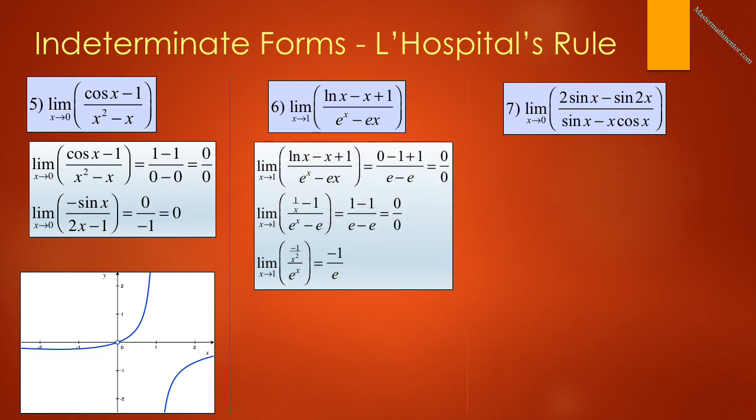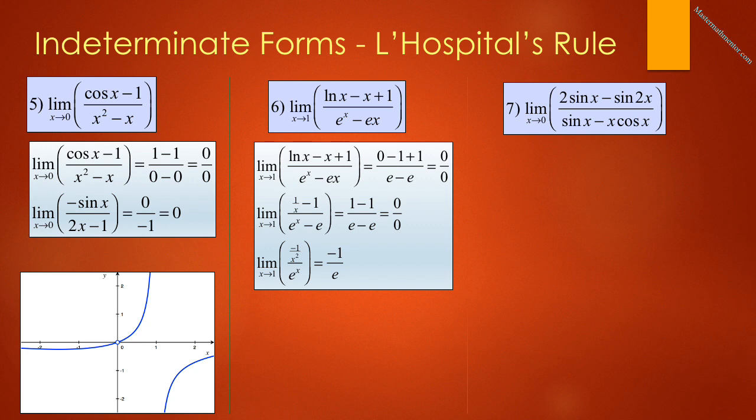Number 6 reads, the limit as x approaches 1 of natural log of x minus x plus 1 over e to the x minus e. Plugging in 1, we get 0 minus 1 plus 1 over e minus e, and that's 0 over 0. We then use L'Hopital's rule and get the limit as x approaches 1 of 1 over x minus 1 over e to the x minus e, which is 1 minus 1 over e minus e, which again is 0 over 0.